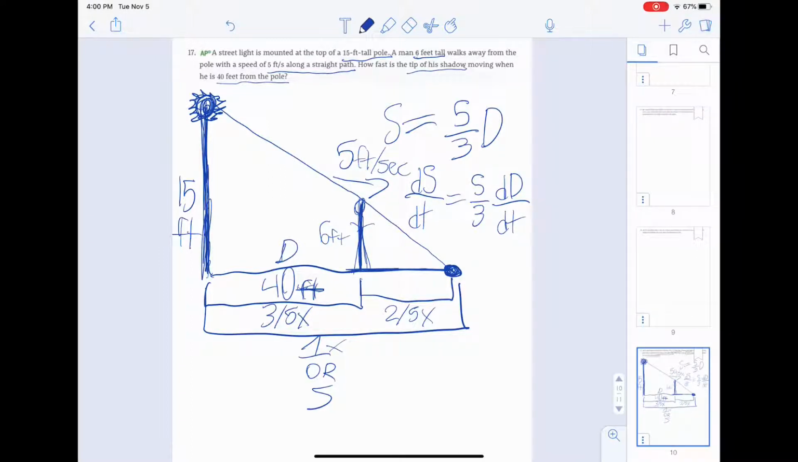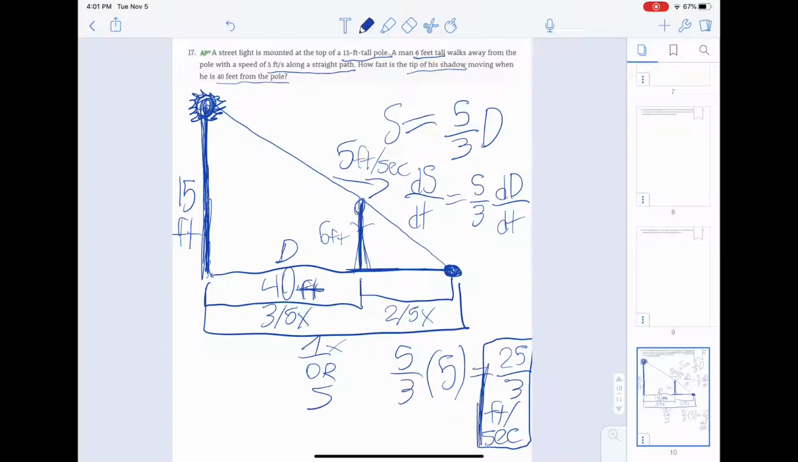So dS over dt, which is what we're trying to find, is how fast the shadow is moving with respect to the pole. That will be 5/3 times 5 feet per second, which is dD over dt, which is 25 over 3 feet per second. That is how fast the shadow is moving away from the pole with respect to time.